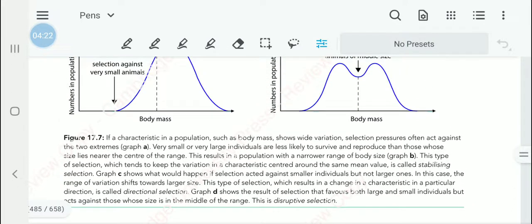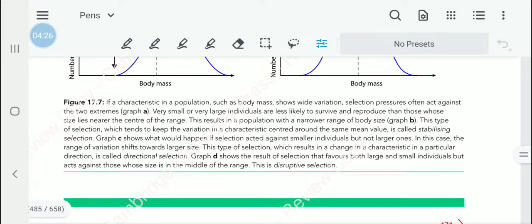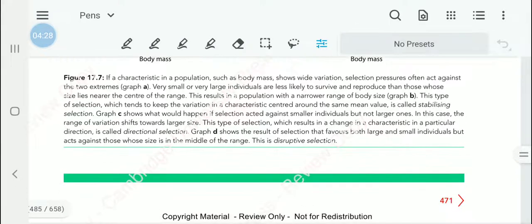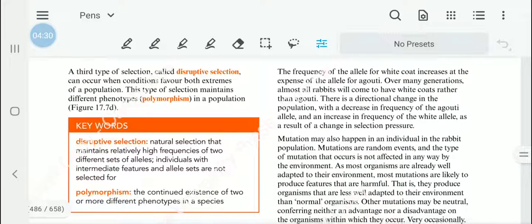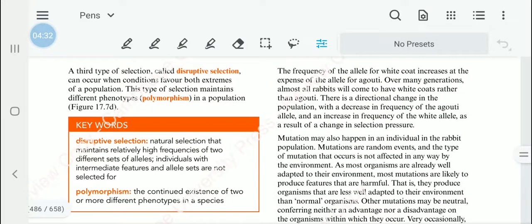Then the D graph shows the result of selection that favors both large and small, but acts against those whose size is in the middle range. This is known as disruptive selection. We will look at how disruptive selection takes place. If the conditions favor both extreme ends, the smaller and larger individuals but not the middle, then it will maintain different phenotypes. We call it polymorphism in a population.